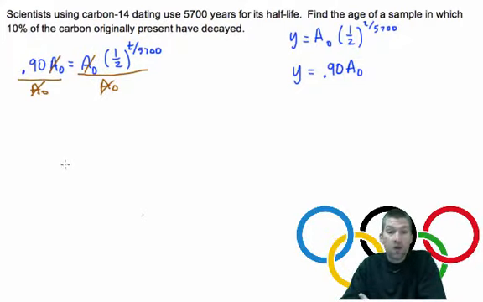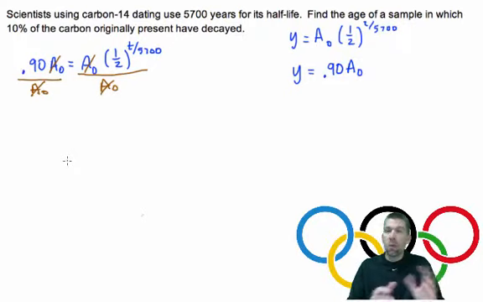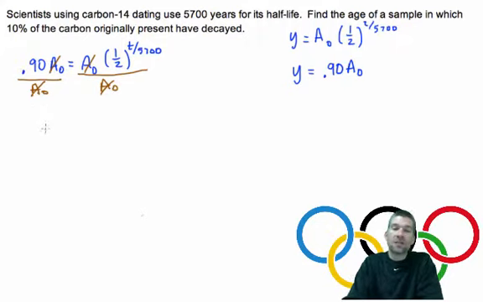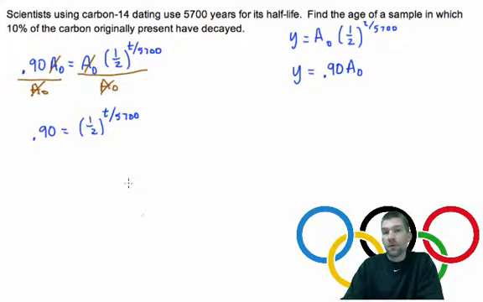And the reason is because we're looking at a percent of the original amount left over. Okay, if we had a different y, then this wouldn't work. But since we're talking about the initial amount the whole time, that's not a problem. So 0.90 equals 1/2 to the t over 5,700. Okay, now take the natural log of both sides.